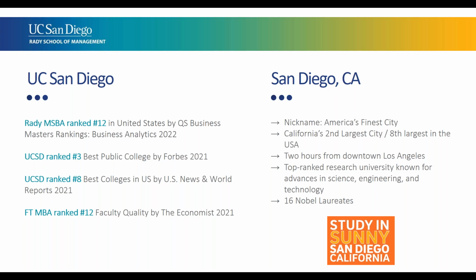If you've never been to San Diego, it's an amazing city. There's some great things to know about us. The nickname is America's finest city, and that's largely due to the really beautiful weather that we have here. We're a Mediterranean climate, and San Diego is situated right on the Pacific Ocean, south of Los Angeles. We are California's 2nd largest city and the 8th largest in the US.